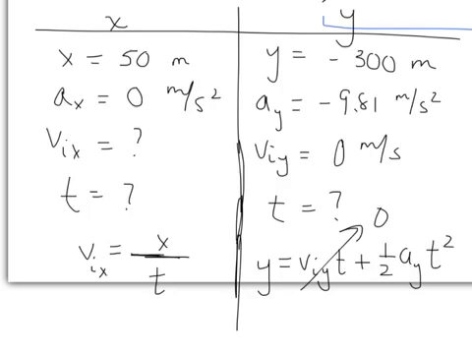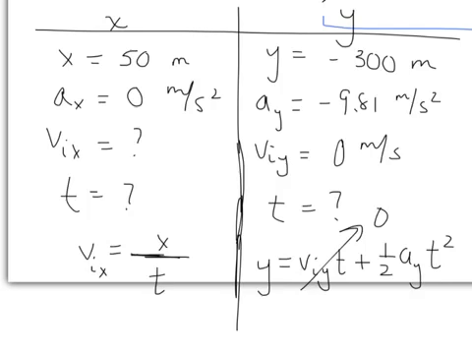Is that clear? You can't use VF equals VI plus AT. You can't use VF squared equals VI squared plus 2AY. It's not going to work. So the only equation that's left is y equals VIT plus 1/2 AT squared. Now notice what I do. Take a look down here, please. I make sure instead of writing x equals, I write y equals, because it's in the vertical direction. Then here I go ahead and I put in my VIY instead of VI.